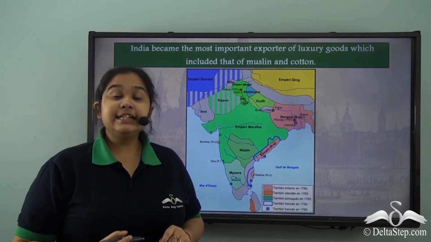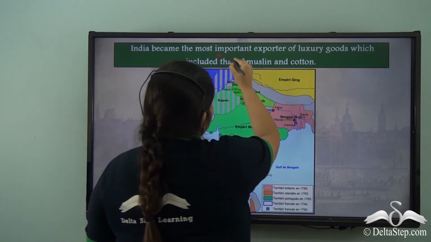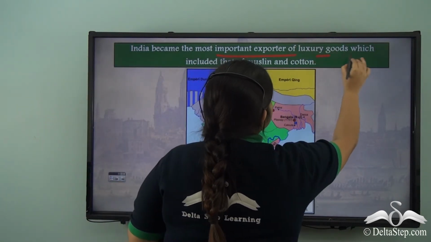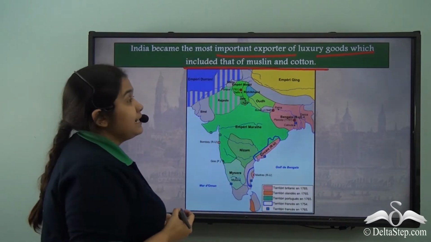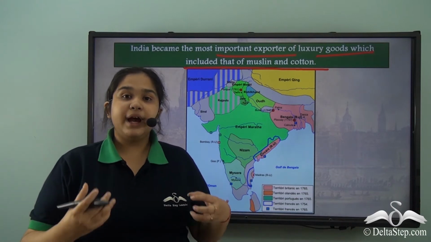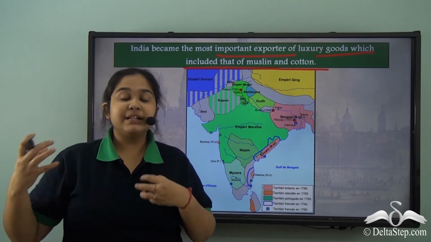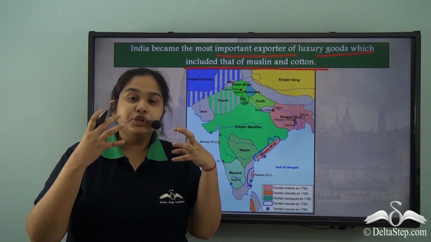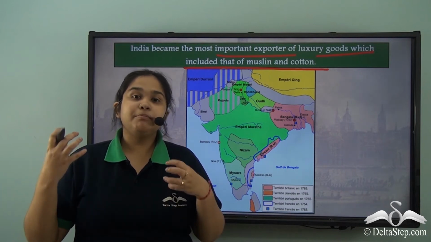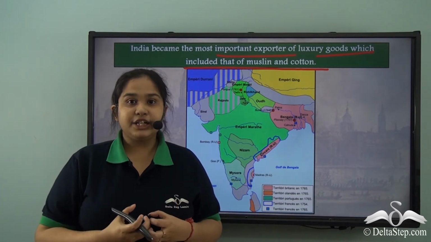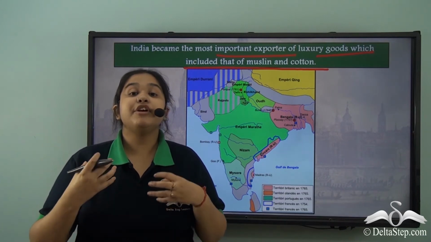In fact, India also became very important because it became one of the most important exporters of luxury goods, which included that of muslin and cotton. So we see that when India is exporting luxury goods like muslin and cotton, the European powers can put duties on that export, can put taxes on that export. That becomes a place where they are deriving their revenues from.